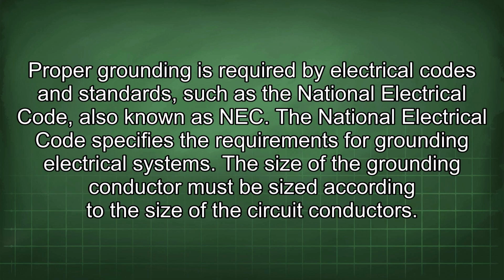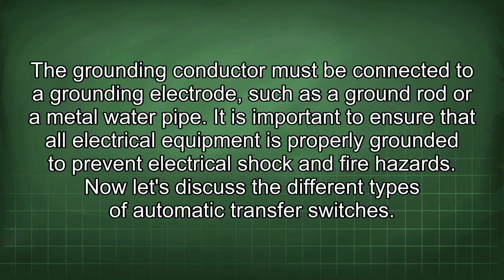Proper grounding is required by electrical codes and standards such as the National Electrical Code, also known as NEC. The National Electrical Code specifies the requirements for grounding electrical systems. The size of the grounding conductor must be sized according to the size of the circuit conductors. The grounding conductor must be connected to a grounding electrode, such as a ground rod or a metal water pipe. It is important to ensure that all electrical equipment is properly grounded to prevent electrical shock and fire hazards.